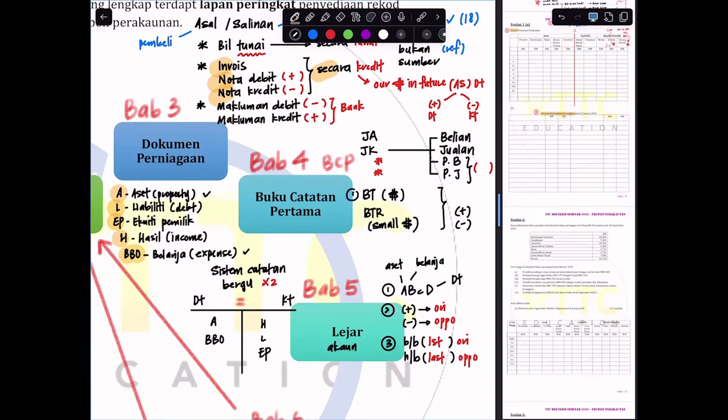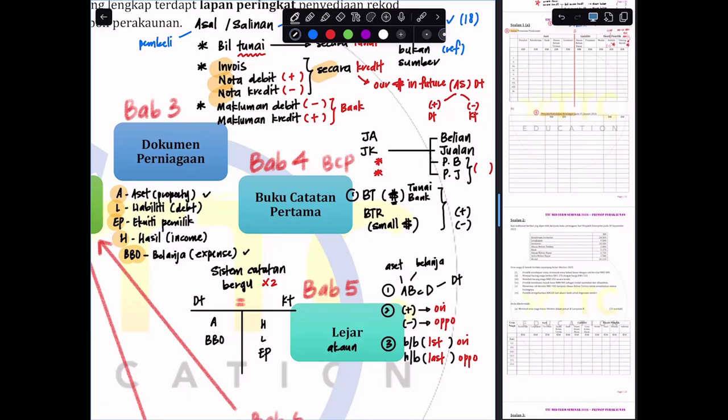Because buku tunai means referring to money, right? Money is either you keep the cash in the office or you keep it in the bank. That means when you see bank and tunai, when you see pay money, receive money, then you can only record into buku tunai. If no, then cannot lah.